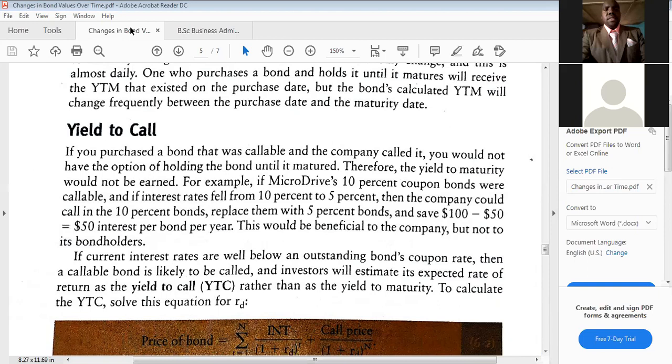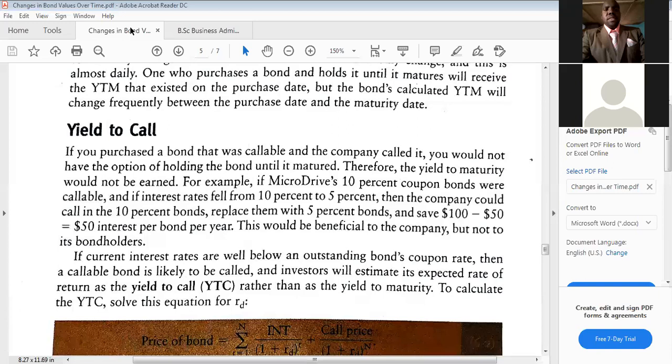For example, if Microdrive's 10% coupon bonds were callable, and if interest rates fell from 10% to 5%, then the company could call in the 10% bonds, replace them with 5% bonds, and save $50 interest per bond per year. This would be beneficial to the company, but not to its bondholders.